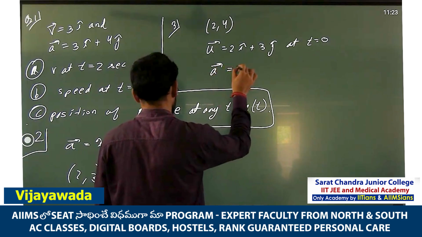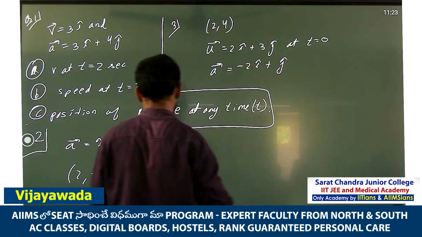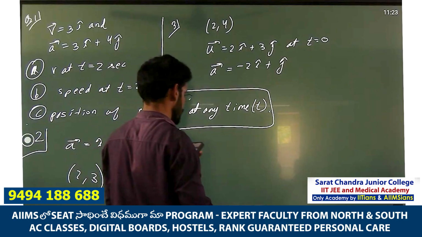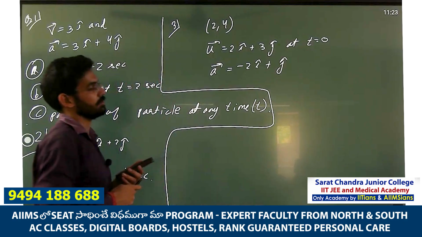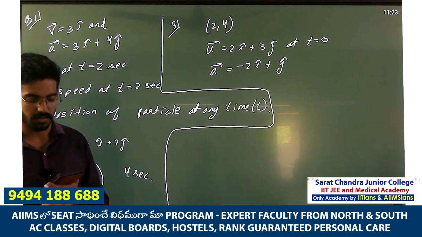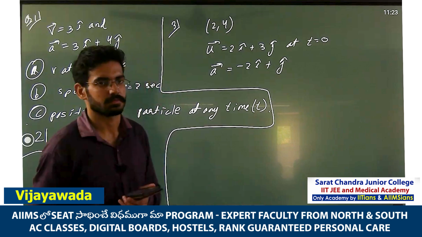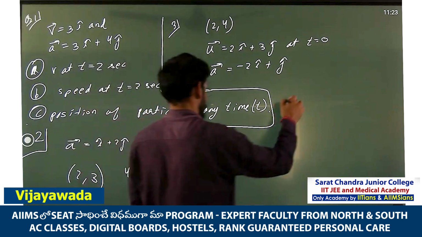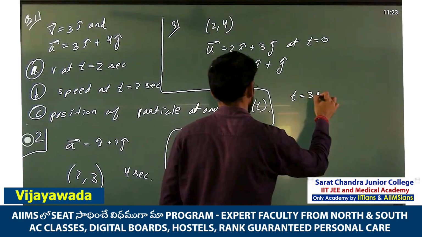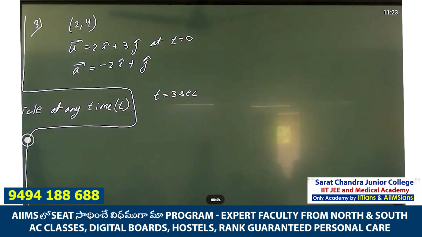If acceleration of particle A vector is equal to minus 2 i cap plus j cap, then find position at t equal to 3 seconds.